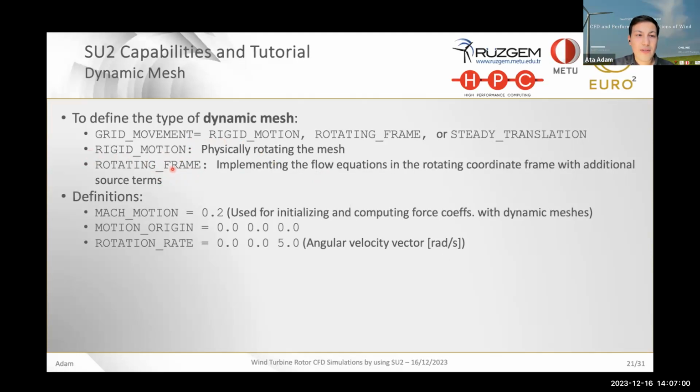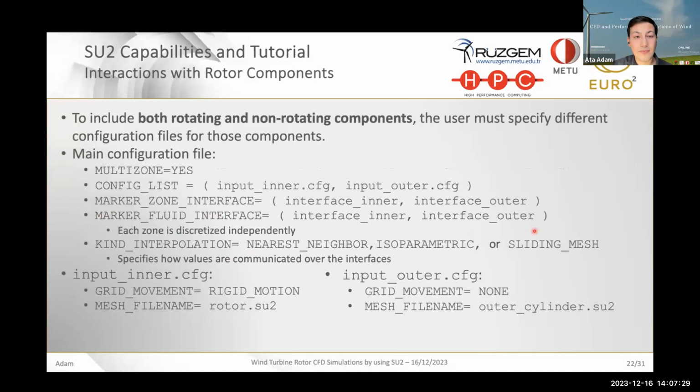But the literature shows that using the rigid motion option is more accurate compared to the rotating frame, but again, with a higher computational cost. For both options, you need to define the Mach motion, which is used for initializing and computing the force coefficients. You need to specify the motion origin and the rotation rate. This is in radians per second, for rotation around the x-axis, y-axis, and z-axis. For a single blade without any components, you may rotate the whole grid, the whole domain, without any problems.